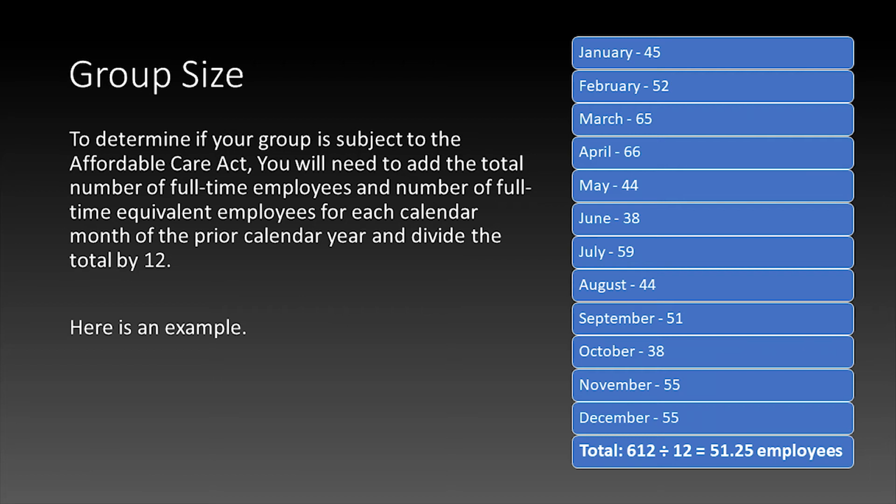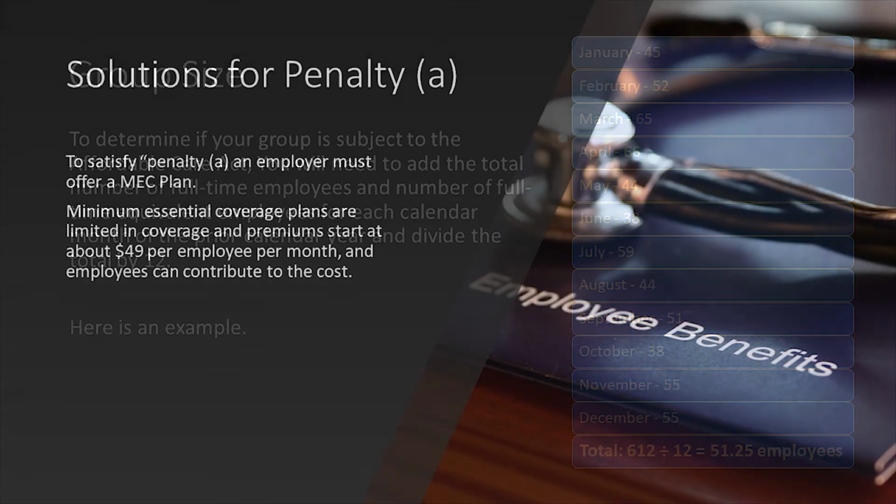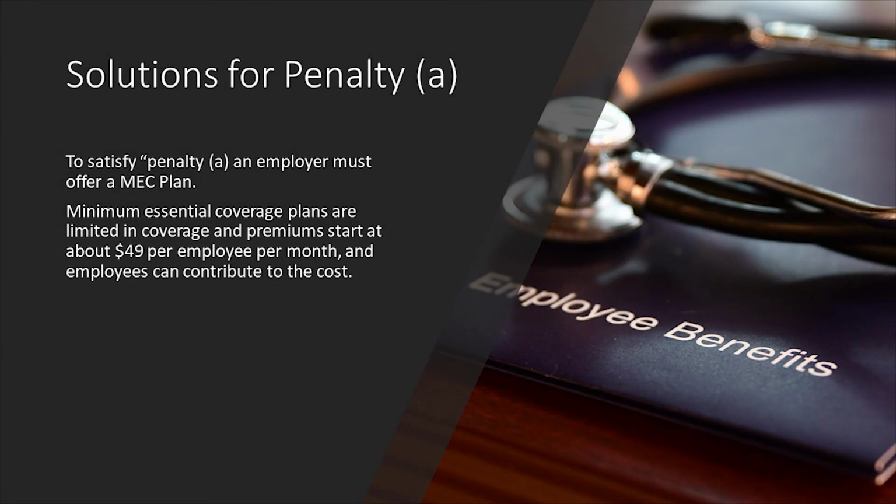So as far as solutions, the best way to satisfy penalty A is to offer a MEC plan, or a minimum essential coverage plan. Minimum essential coverage plans are limited, and the premiums start at about $49 per employee per month, and employees can contribute to the cost. So it's pretty cheap to get out of penalty A. So if you're interested in a MEC plan, be sure to give us a call. They're easy to install, and keep in mind the employer does not have to pay all the cost.